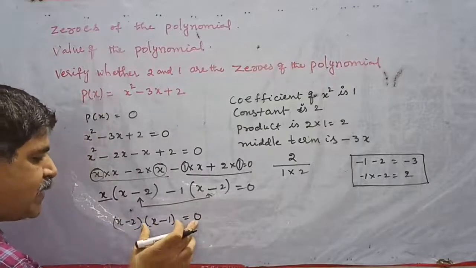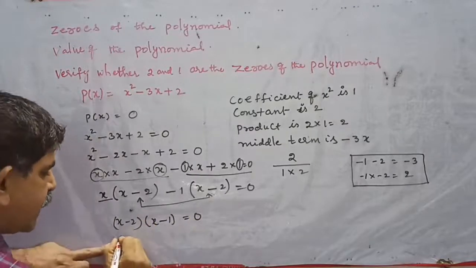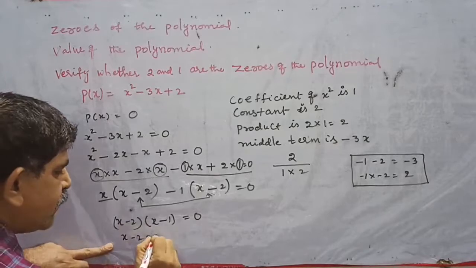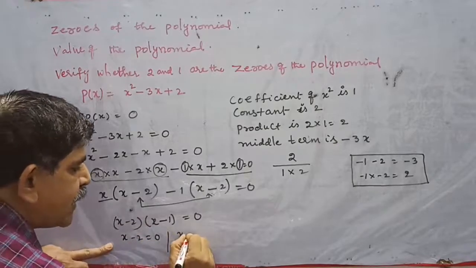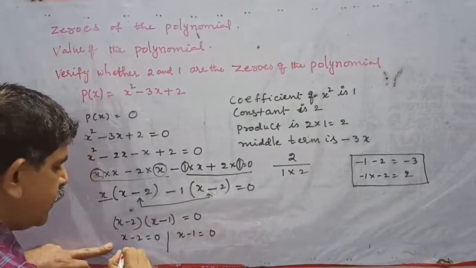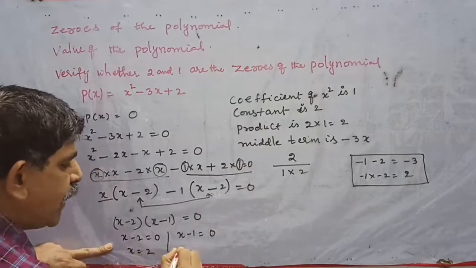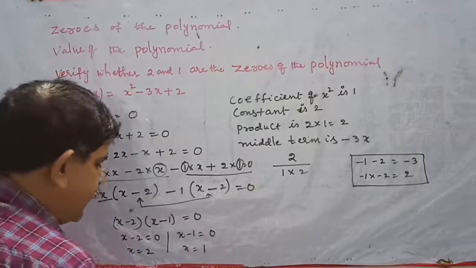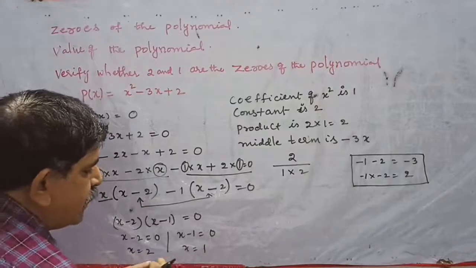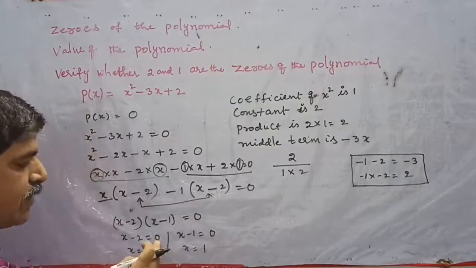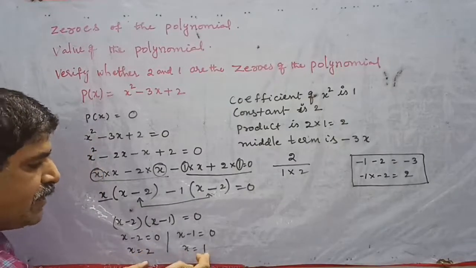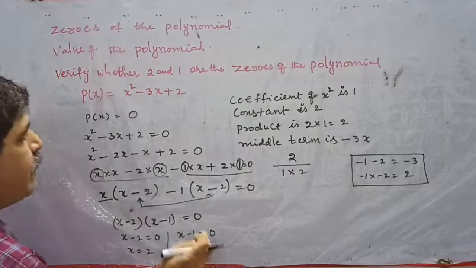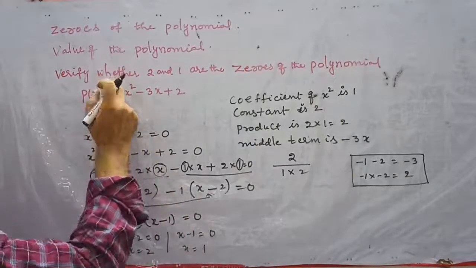Now equate each factor to 0. X minus 2 is equal to 0 and x minus 1 is equal to 0. So x is equal to 2 and x is equal to 1. See here, 2 comma 1. So we get 0 at x is equal to 2 and x is equal to 1. That means 2 comma 1 are the zeros of the given polynomial.